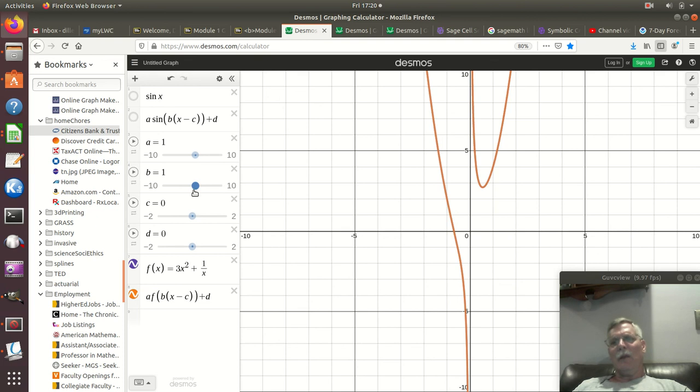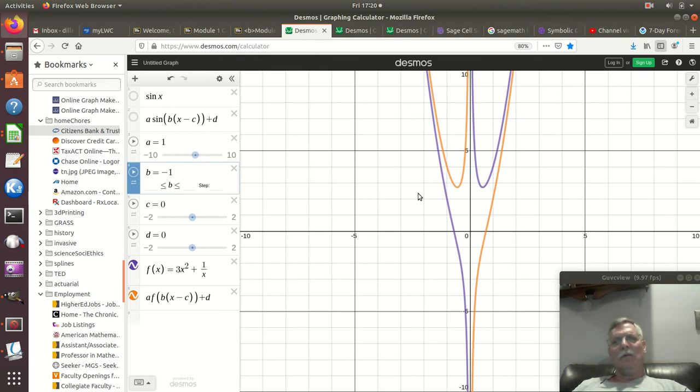Now if I set this back to +1 and I go mess with the B part, B again made it skinnier or wider relative to the y-axis, and again if I go to B equal -1, it should make the mirror image across the y-axis, and it did. So even though I'm using this f of x to do this, if you tell me b is -1, I can tell you it's going to give a mirror image across the y-axis.